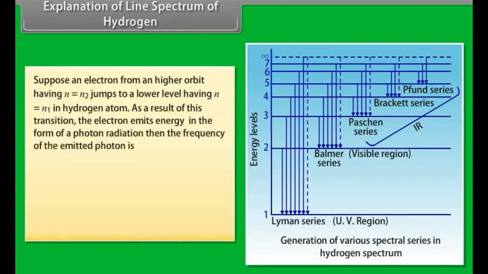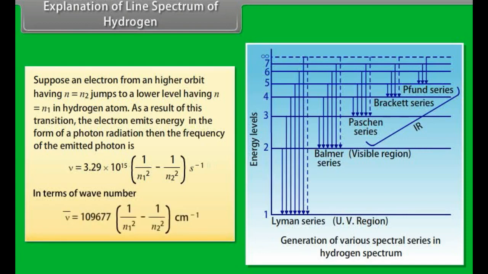Suppose an electron from a higher orbit having n equal to n2 jumps to a lower energy level having n equal to n1 in hydrogen atom. As a result of this transition, the electron emits energy in the form of a photon radiation. Then the frequency of the emitted photon is, frequency equal to 3.29 into 10 raised to the power 15 into 1 by n1 square minus 1 by n2 square per second. In terms of wave number, 109677 into 1 by n1 square minus 1 by n2 square per centimeter.